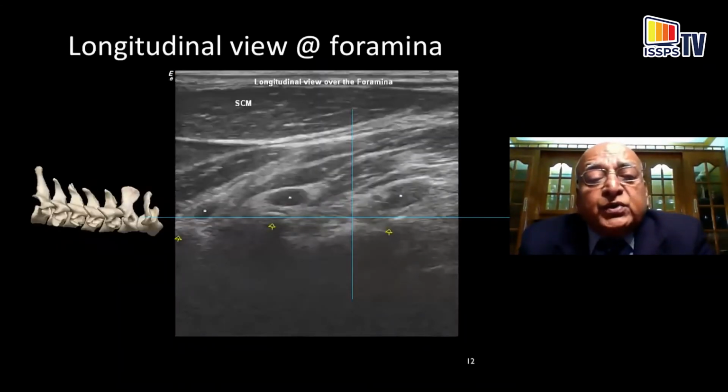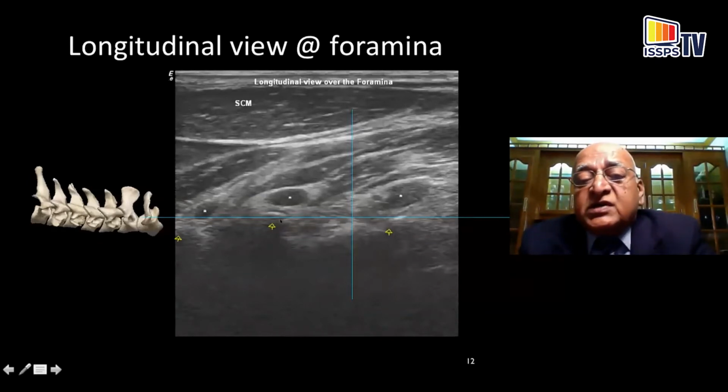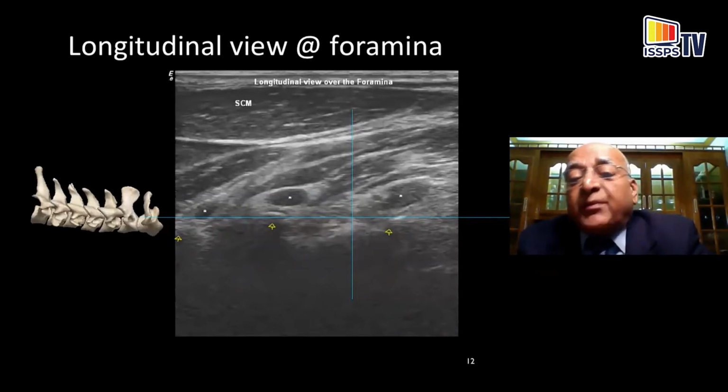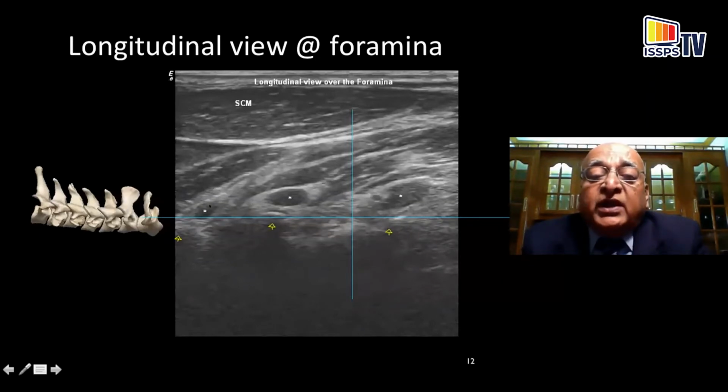If I were to look at it from the lateral side, what I can see will be some of the transverse processes. And between the transverse processes, you would actually be able to see the nerve roots coming out. And that is what you're seeing in this particular view, where the stars demonstrate the various nerve roots coming out of the foramina.